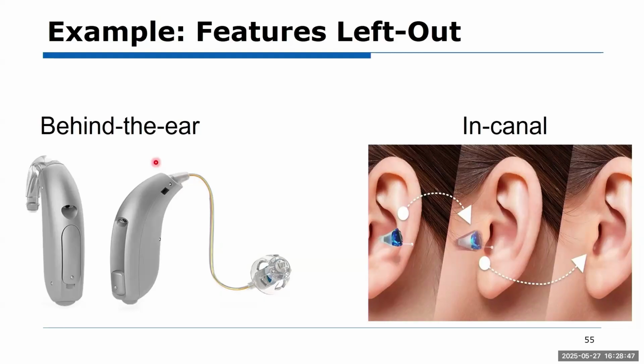For the in-canal type, for obvious reasons, everyone wants it, because I don't want to show that I'm wearing the hearing aid. But because the volume of the in-canal type is very small, the batteries are very small as well. And because of that, the advanced features that the behind-the-ear type has are not integrated. So for example, adaptive gain control or noise reduction schemes are more often left out in the in-canal type.